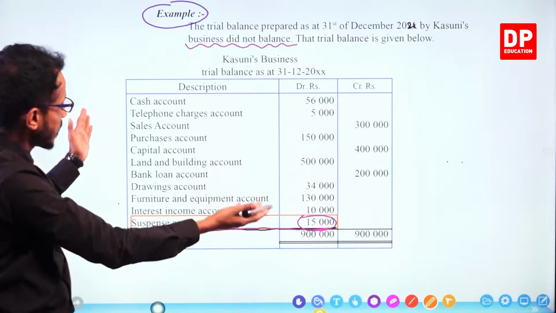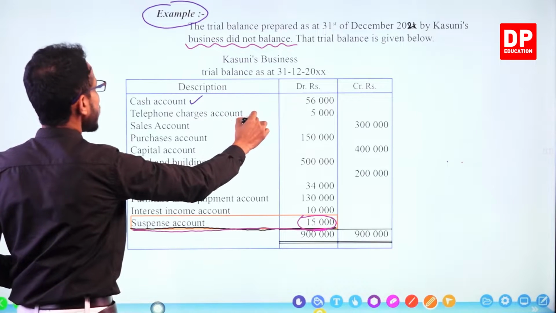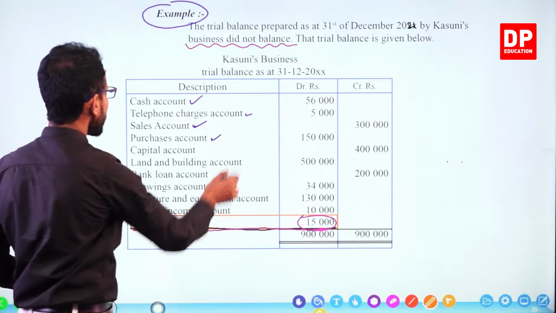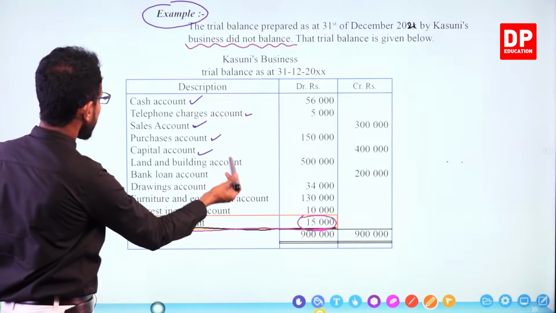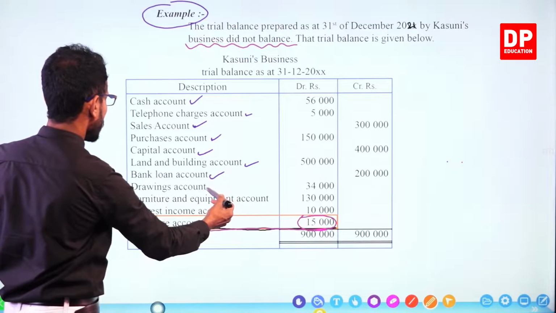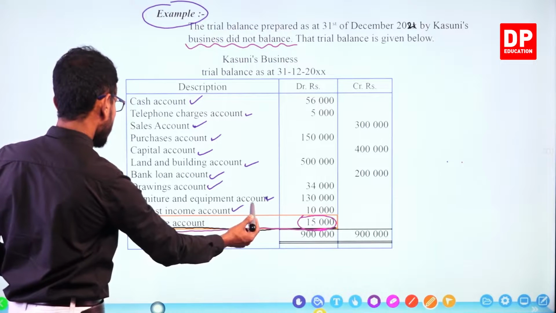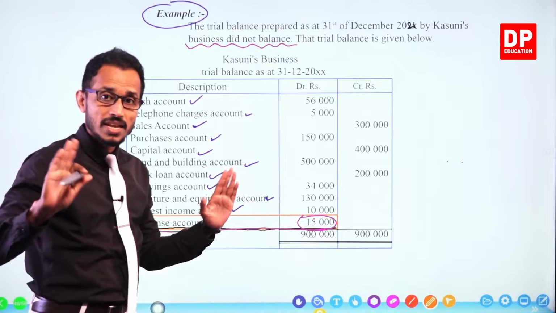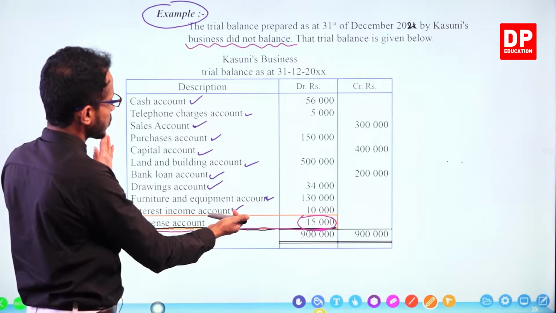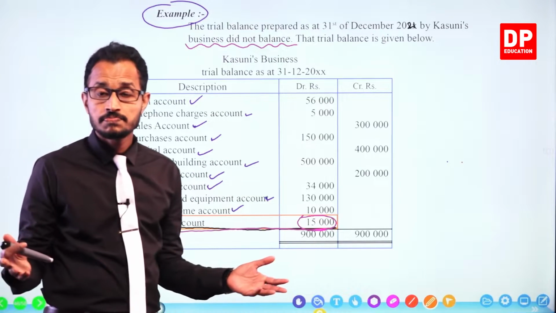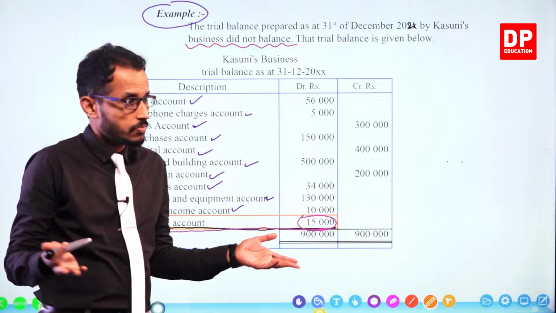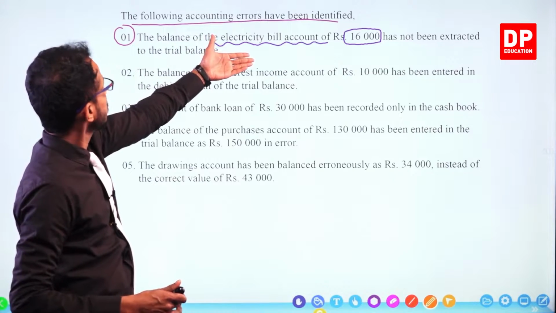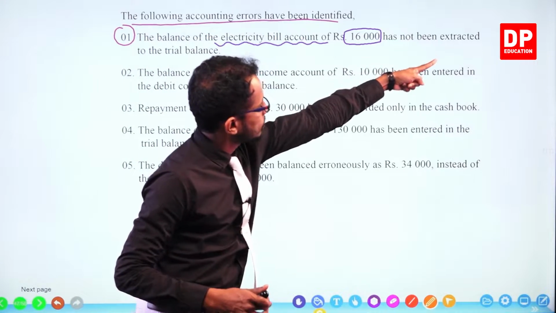Right? Let's check whether there is an electricity bill account. Cash account is there, telephone charges there, sales account is there, purchases account is there, capital account is there, land and buildings, bank loan, drawings, furniture and equipment, interest income account is there. Okay, no electricity bill account in this trial balance. Why? Because he missed it. The balance of the electricity bill has not been extracted to the trial balance.